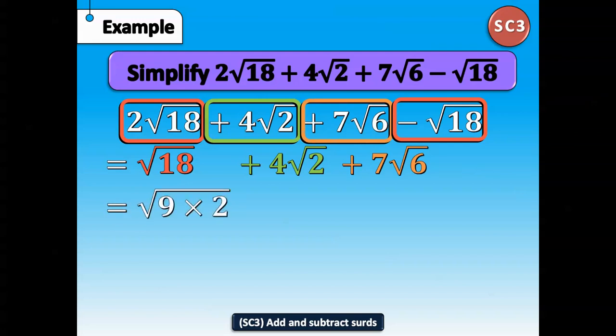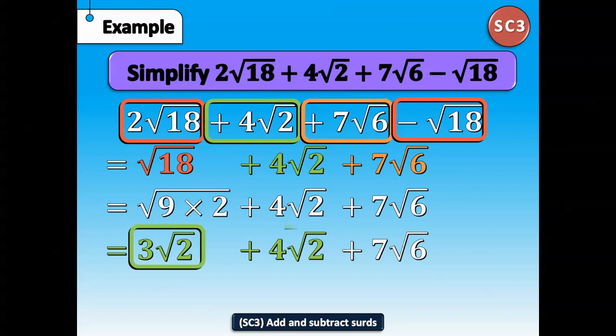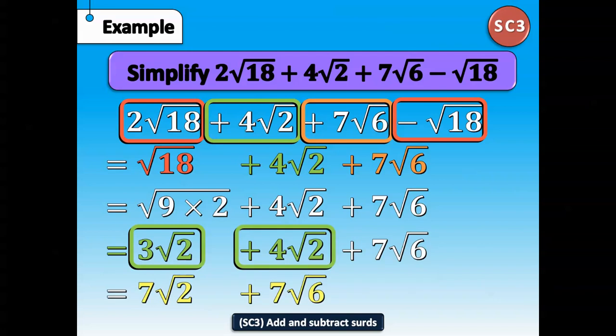Now root 18 can be simplified. And it simplifies to 3 root 2. Now we've got another root 2, we've got 4 root 2, so we can add both of those together. 3 root 2 plus 4 root 2 would be 7 root 2. Plus 7 root 6. Remember, we can only add surds that are the same together.